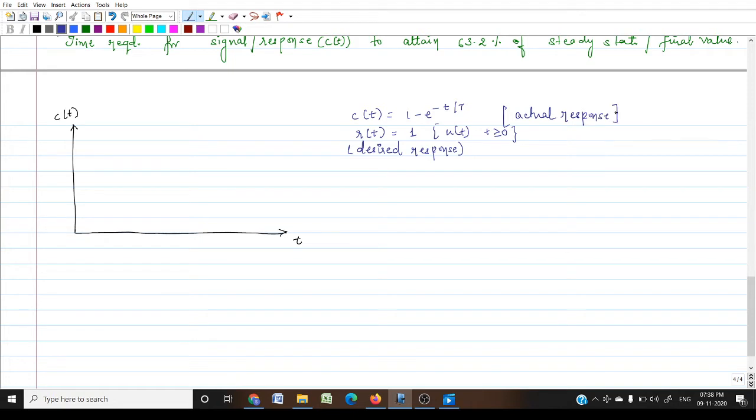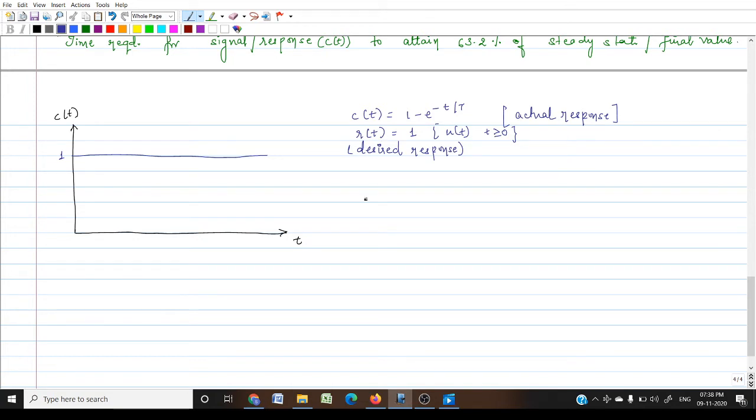So whenever we give a unit step input to any system, we want a unit step waveform. Clear? But the actual one is different from the desired one. So first, let me draw the desired value. The desired value is equal to 1, and then 1 minus e to the power minus t by tau.